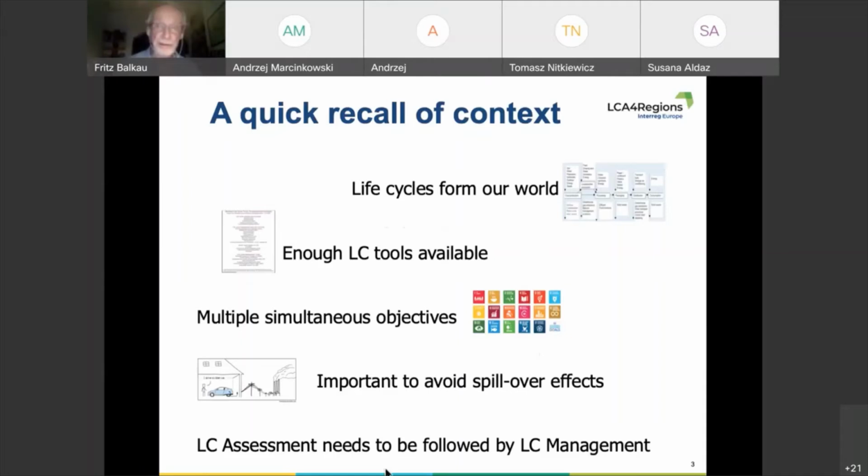Quick recall of the context. I don't want to spend too much time on this, but just to recall that life cycles form our world. Everything seems to have a life cycle. The previous presentation from Professor Andrzej made it very clear that life chains and life cycles exist everywhere. There are enough life cycle tools available to deal with these complex cycles and life chains, but perhaps they're not sufficiently appreciated and used. One thing we need to recall is that we now have 17 multiple simultaneous objectives in the Sustainable Development Goals. And the second one, the spillover effects, where we solve the issue of one of the SDGs merely to create a problem for another SDG. We have to be more conscious of the fact that among the many SDGs, we should be aiming to address the most important ones together rather than separately.